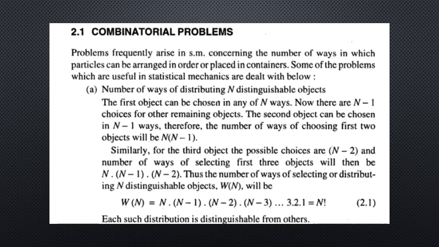Here are some combinatorial problems. Problems frequently arise in statistical mechanics concerning the number of ways in which particles can be arranged in order or placed in containers. Some of the problems which are useful in statistical mechanics are below. First, the number of ways of distributing n distinguishable objects.